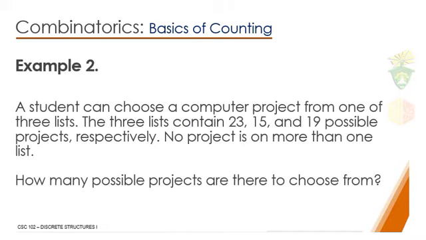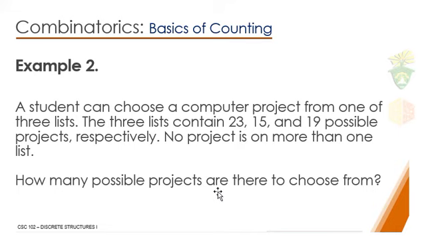So, for another example, a student can choose a computer project from one of three lists. The three lists contain 23, 15, and 19 possible projects respectively. No project is on more than one list. In short, each project is listed in only one of the lists and will not be repeated in another list. If you see a project in the first list, you will not see it in the second or third list. So now, how many possible projects are there to choose from?